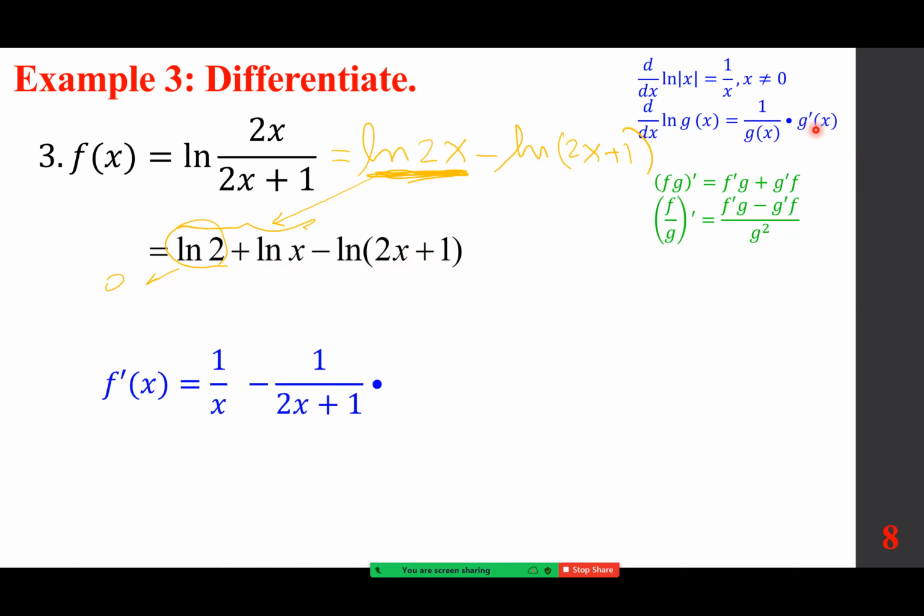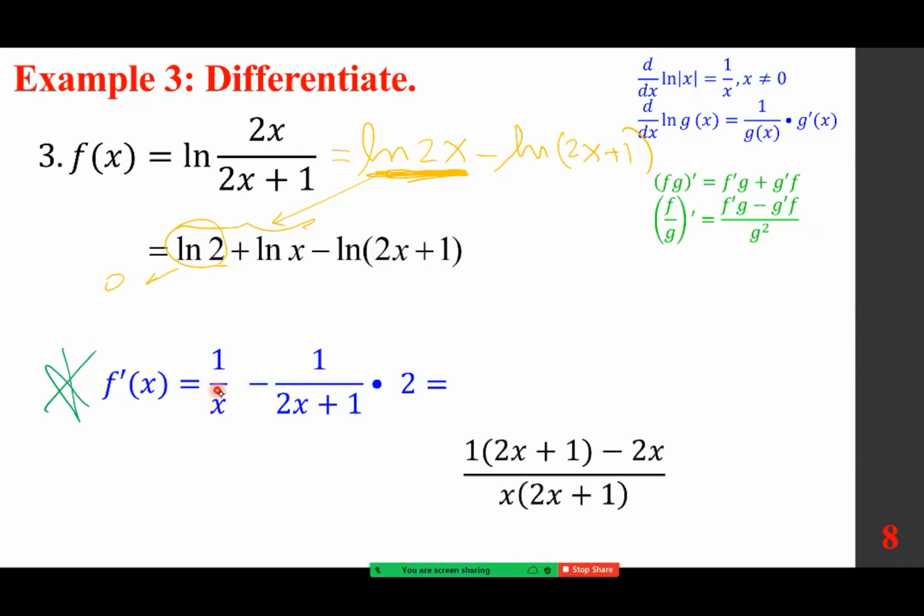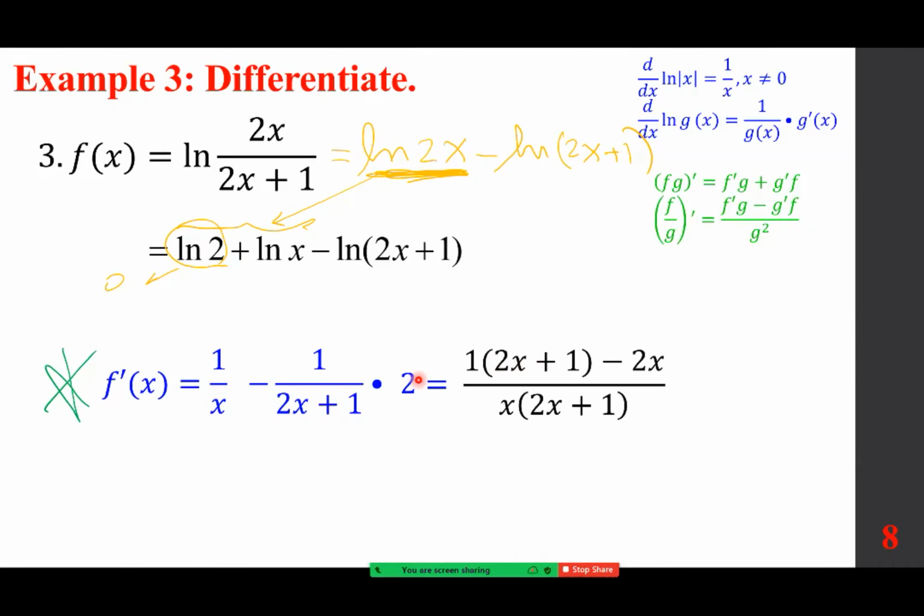And then I need the derivative by the chain rule. What is the derivative of the parentheses? 2. I'm done with calculus. Now I take a common denominator of x times 2x plus 1. And then 1 times 2x plus 1 minus 2 times x. So 1 times 2x plus 1, this is negative 2 times x, and the denominator is the product of the two.